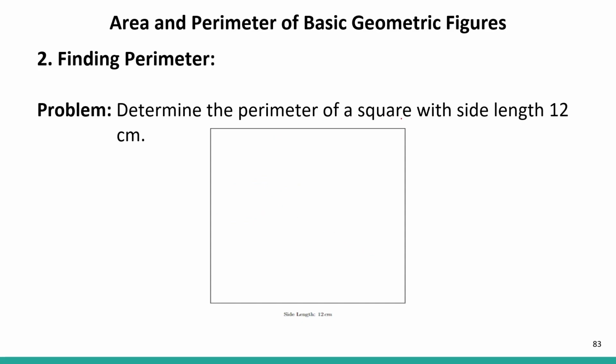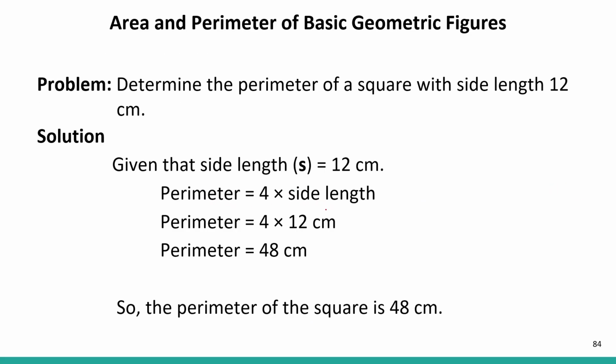Now, determine the perimeter of a square with side length 12. It will be 12, 12, 12 and 12, since all the sides have 12 centimeters as their length. So it will be 12 times 4, which is equal to 48 centimeter. So perimeter will be 4 times side length; 12 times 4 is equal to 48. That is what is given there.